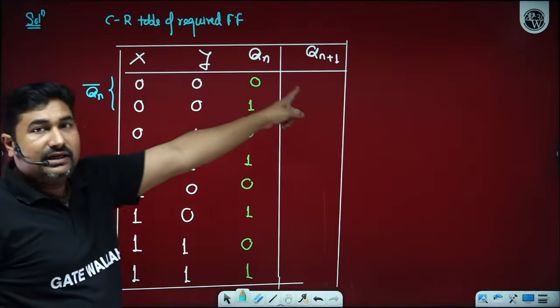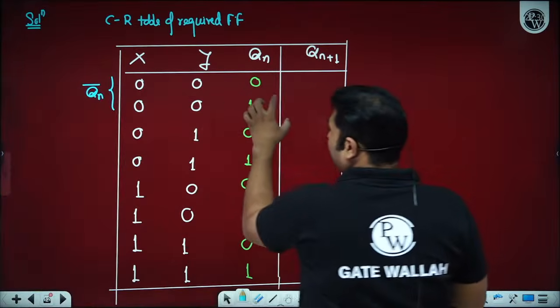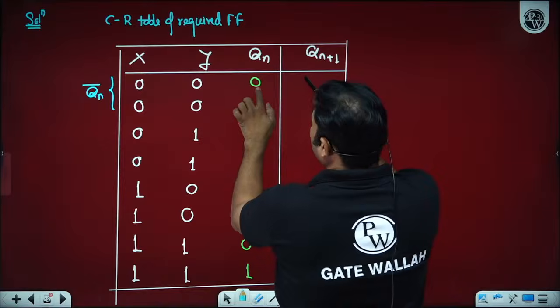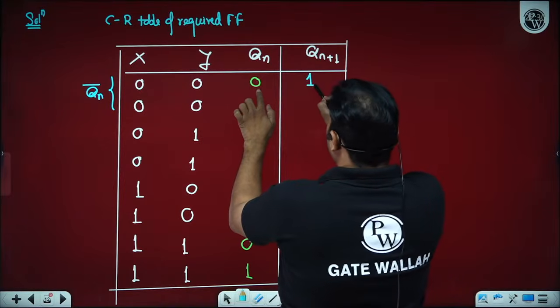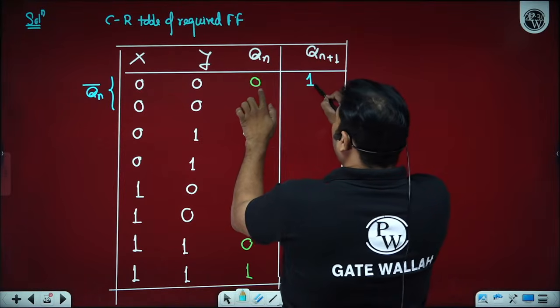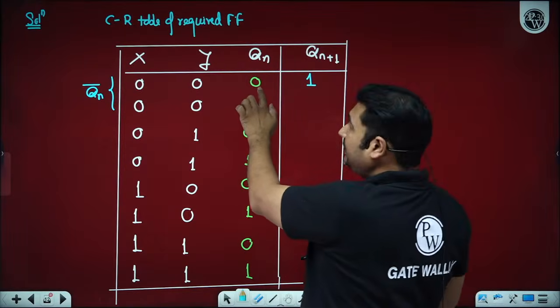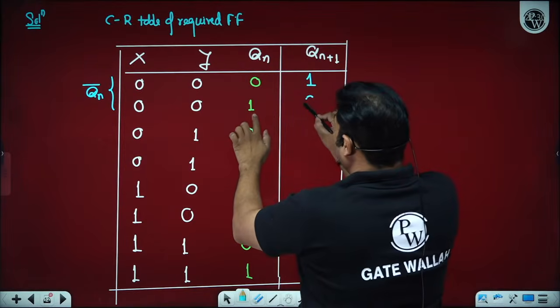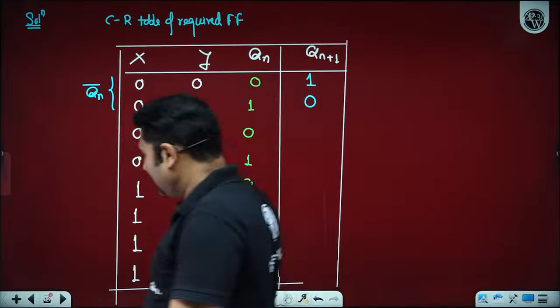So how to fill here? Sir, next state Qn complement. So for 0, 0, next state Qn complement. If Qn is 1, Qn plus 1 will become 0. Why? Because next state is Qn complement.